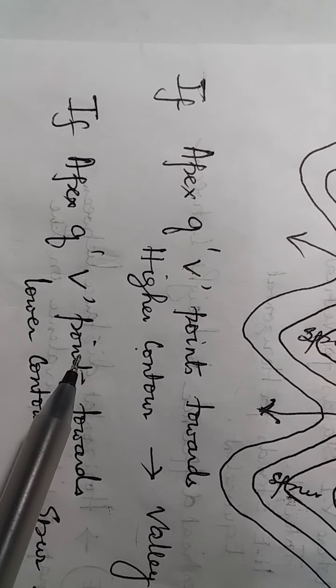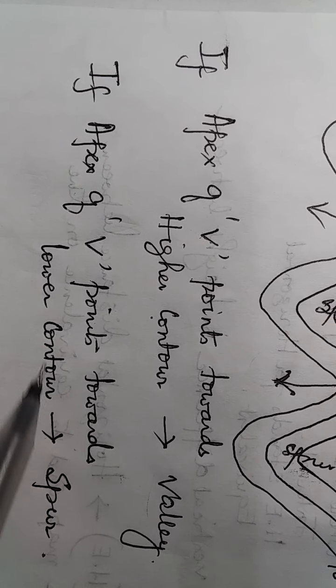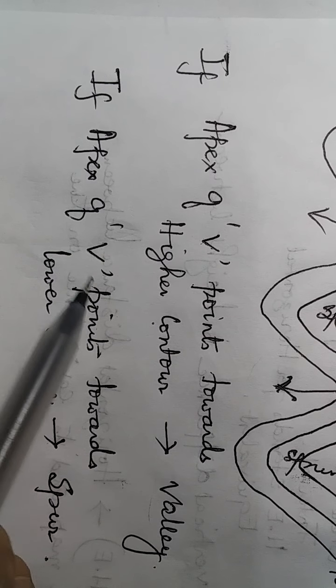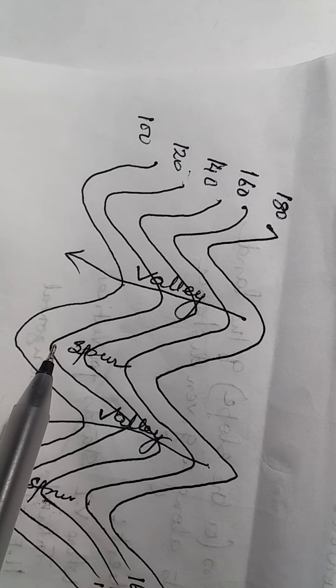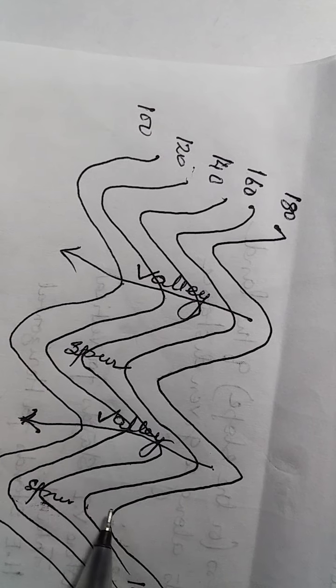Now to identify a spur, let us take this rule. If the apex of V points towards the lower contour, then it is a spur. Let us check here. This is the apex of V. This is 180. So this apex is pointing towards a lower contour, that is 160. This is pointing towards a lower contour, that is 140. And this is pointing towards a lower contour, 120. So you see this is a spur. That is how we identify.